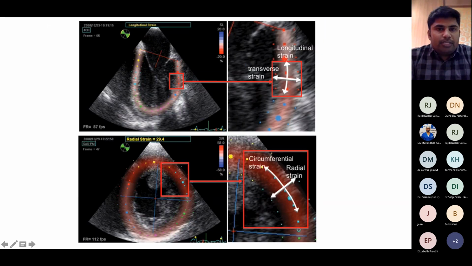Another method to measure the regional motion is the strain pattern. Strain can be measured either by pulse wave Doppler or by using speckle tracking. Since pulse wave Doppler is angle dependent, all the segments of the LV cannot be traced by this method. But speckle tracking can trace all the segments because it is angle independent. The various strains useful for documenting regional motion are longitudinal strain, transverse strain, circumferential strain, and radial strain.